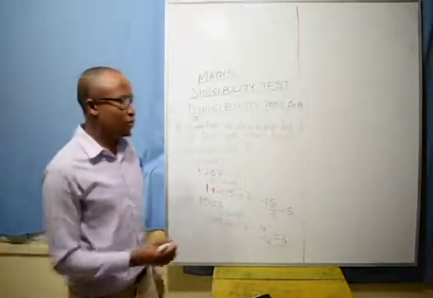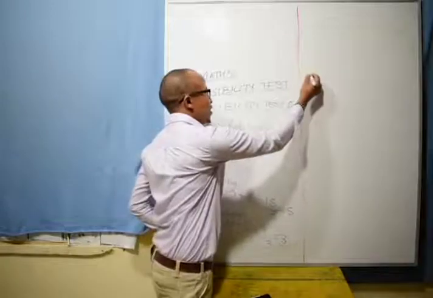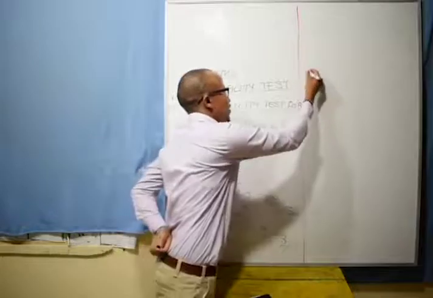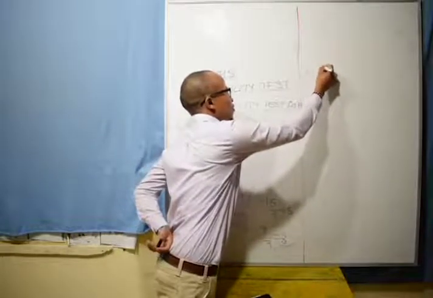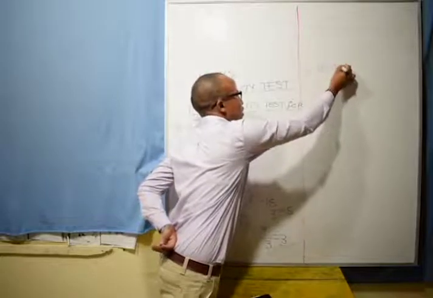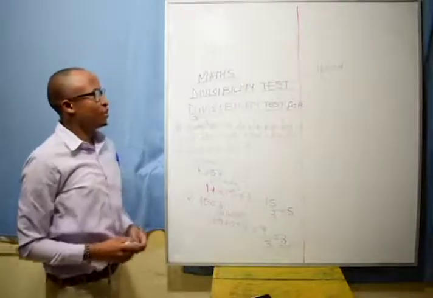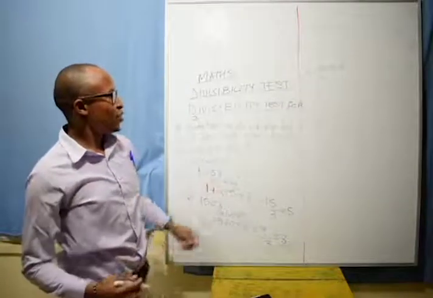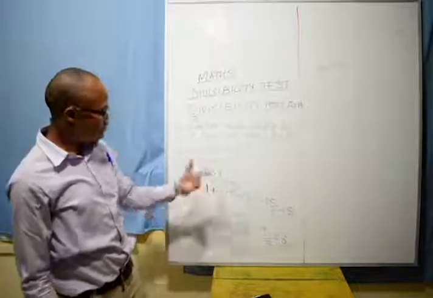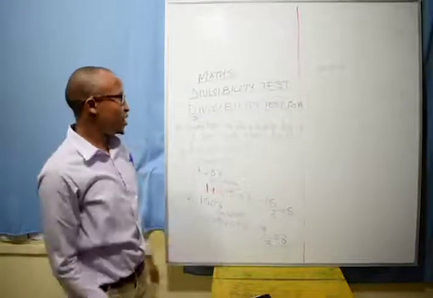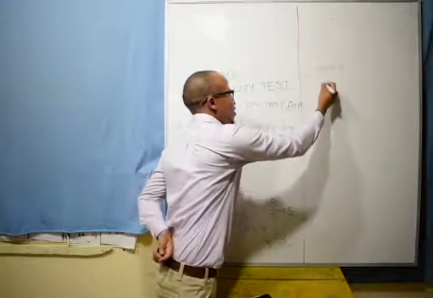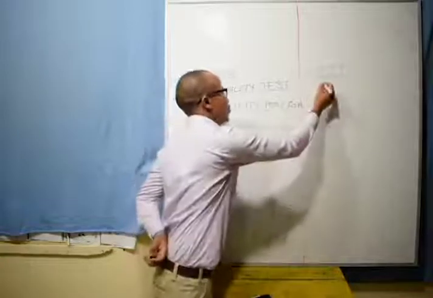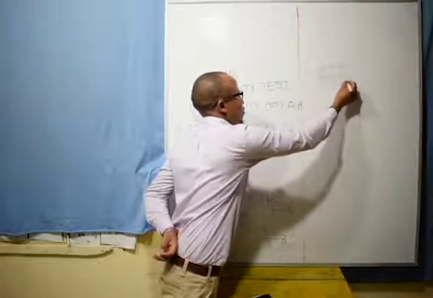For the next example, let's see the third example. You can be given 4,004, and you are asked whether that number is divisible by 3. What are you supposed to do? You can use the previous examples. You take the sum of the digits. So the solution is 4 plus 0 plus 0 plus 4.